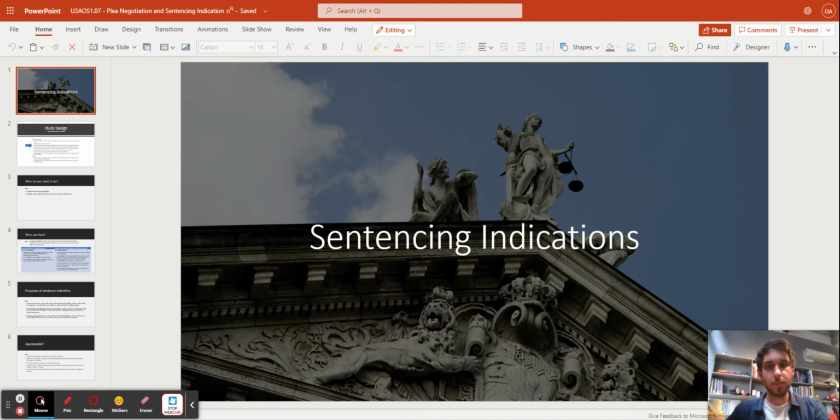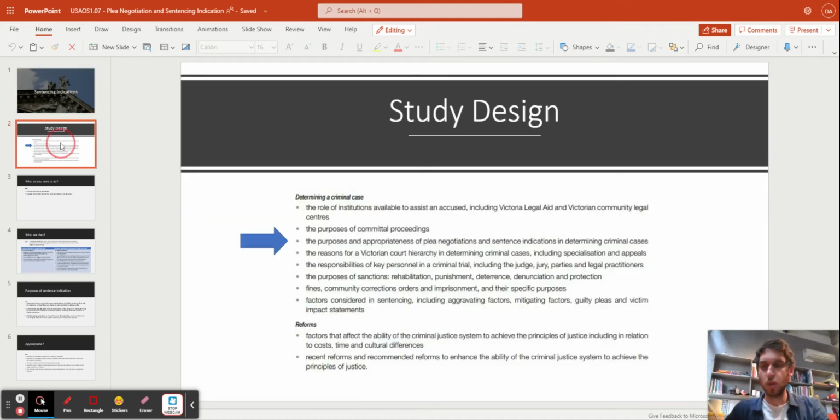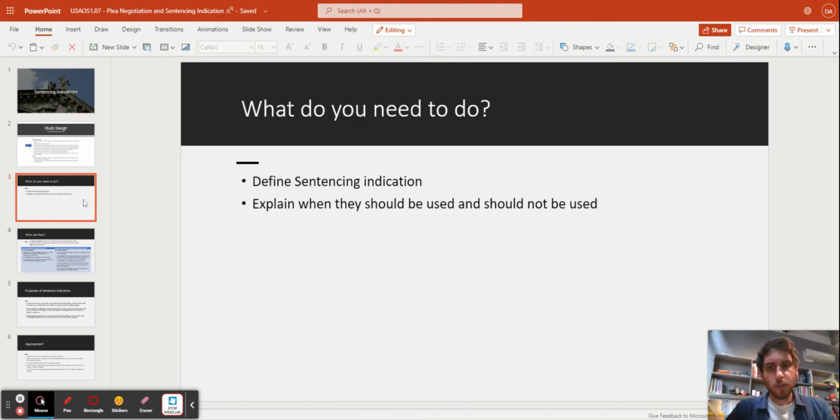Today we're going to be learning about sentencing indications. So where are we in the study design? Well, you will have just finished learning about plea negotiations, and sentence indications are all bundled up in the same study design dot point. The reason behind that is that both plea negotiations and sentence indications are one of the steps we take before a trial to try and prompt a person to plead guilty, to try and resolve the case early.